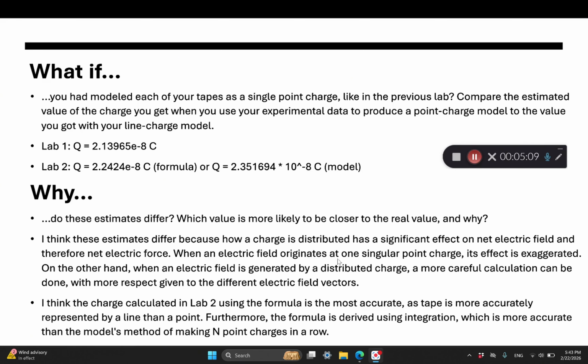When an electric field originates at a singular point charge, its effect is exaggerated. On the other hand, when an electric field is generated by distributed charge, a more careful calculation can be done with more respect given to the different electric field vectors. And I think this one is the most accurate as it is using integration.